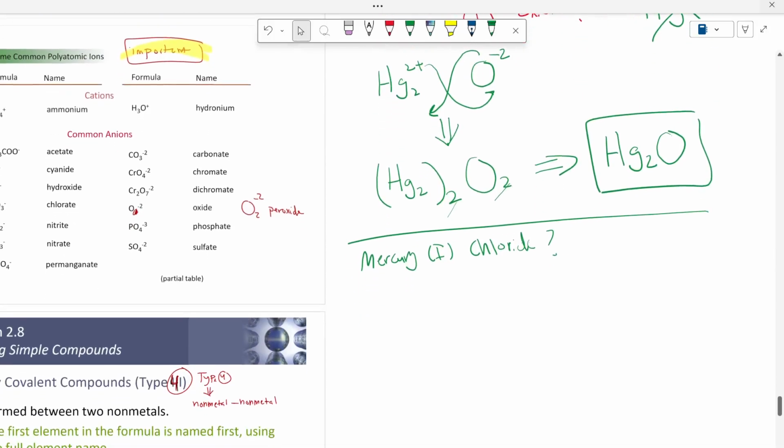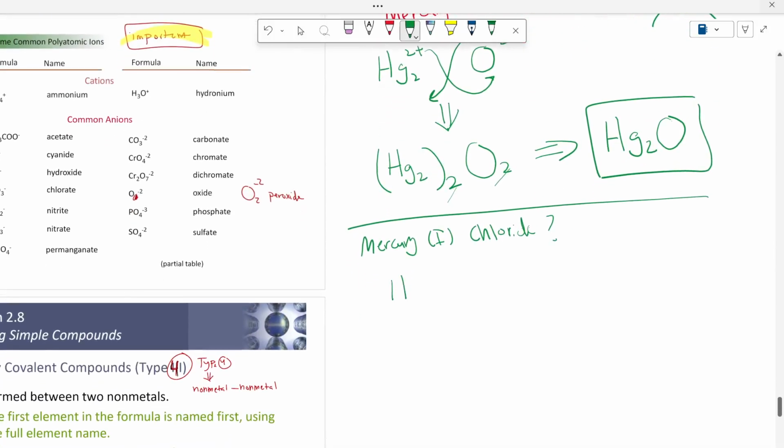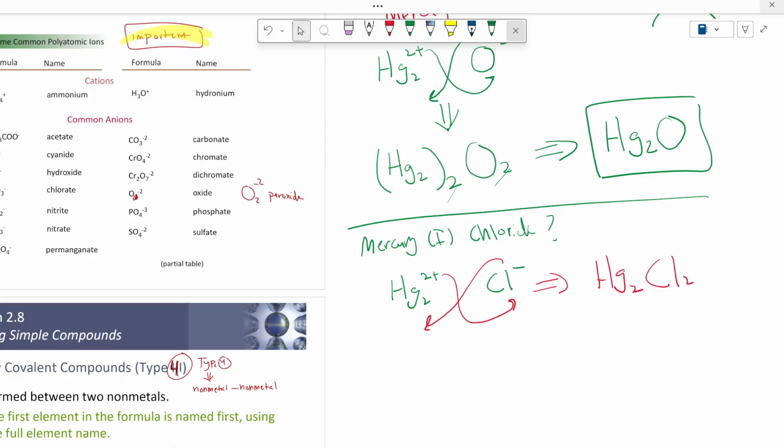Mercury 1 chloride. Mercury 1 again is Hg2 2+. Chloride, from chlorine, from the corresponding noble gas, it will be minus 1. Now change the subscripts. This will go here, this will go there, to form Hg2. The new subscript is 1, so it will remain as it is, while Cl it will be 2.